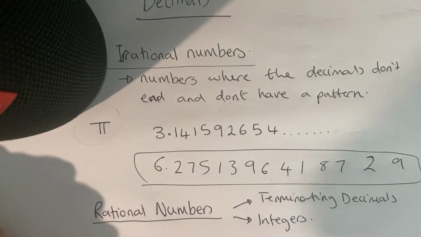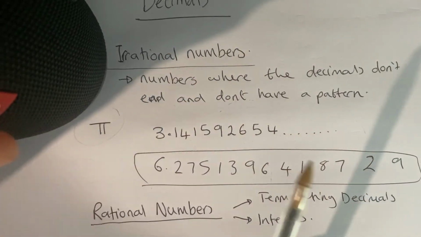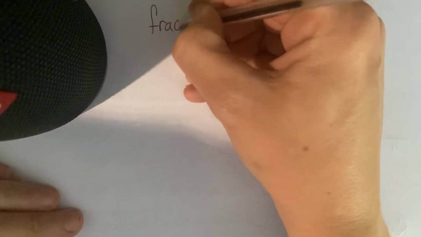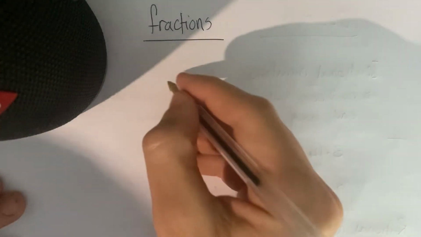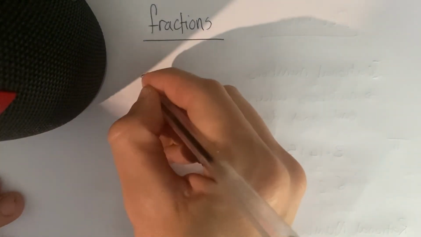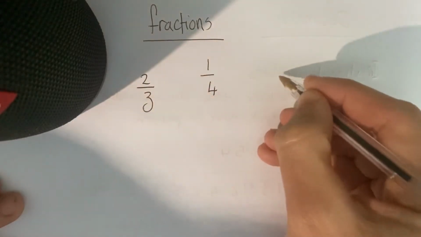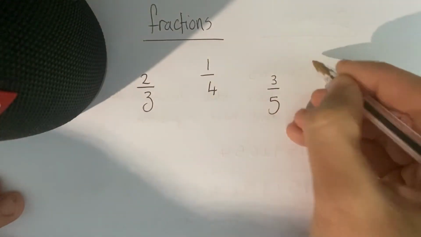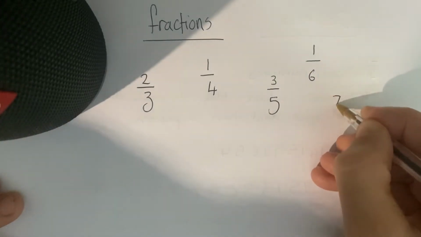Right, okay, so we've covered decimals, we've covered integers. There's another type of number that we're going to come across a lot, and that is fractions, okay? So I'll write fraction here. Fractions can often cause a lot of people problems, but fractions essentially are when we write one number out of another. So for example, a fraction will look something like 2 over 3, or we could have 1 over 4, we could have 3 over 5, we could have 1 over 6, we could have 7 over 10.